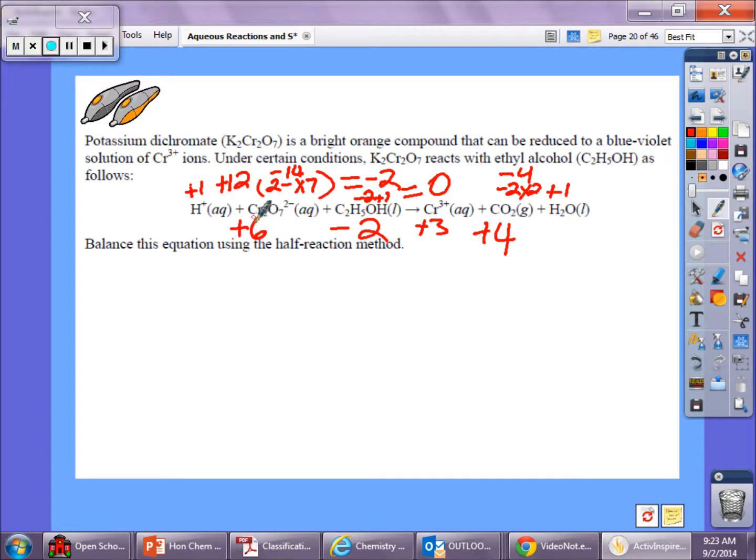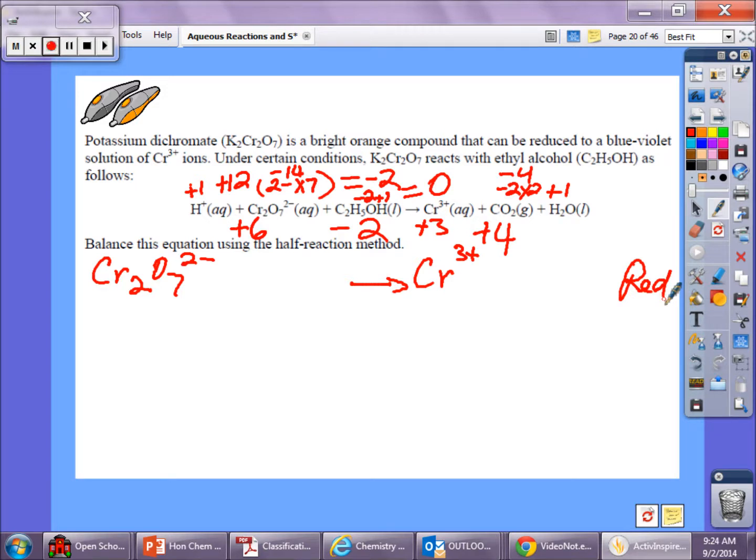I do not pick up only chromium. I need to write the whole species. When we say species, it is the way it is there in that solution. I do not just pull out the chromium from there. This is a polyatomic ion. So I write down Cr2O7 2 minus. I go straight in the middle of the page, leave a lot of space, and I write down Cr 3 plus. So this is my red. This is my reduction half reaction.